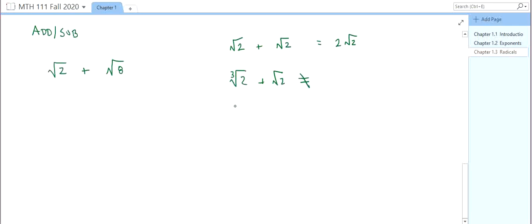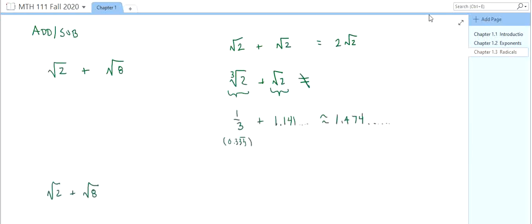Not directly like that. Now I could calculate what this is. I could calculate this value, and I could calculate this value. So we could figure out what cube root of 2 is, which is 1.26, and the square root of 2 is 1.41, goes on forever, and then we could add those two numbers together, which we get approximately 2.67.